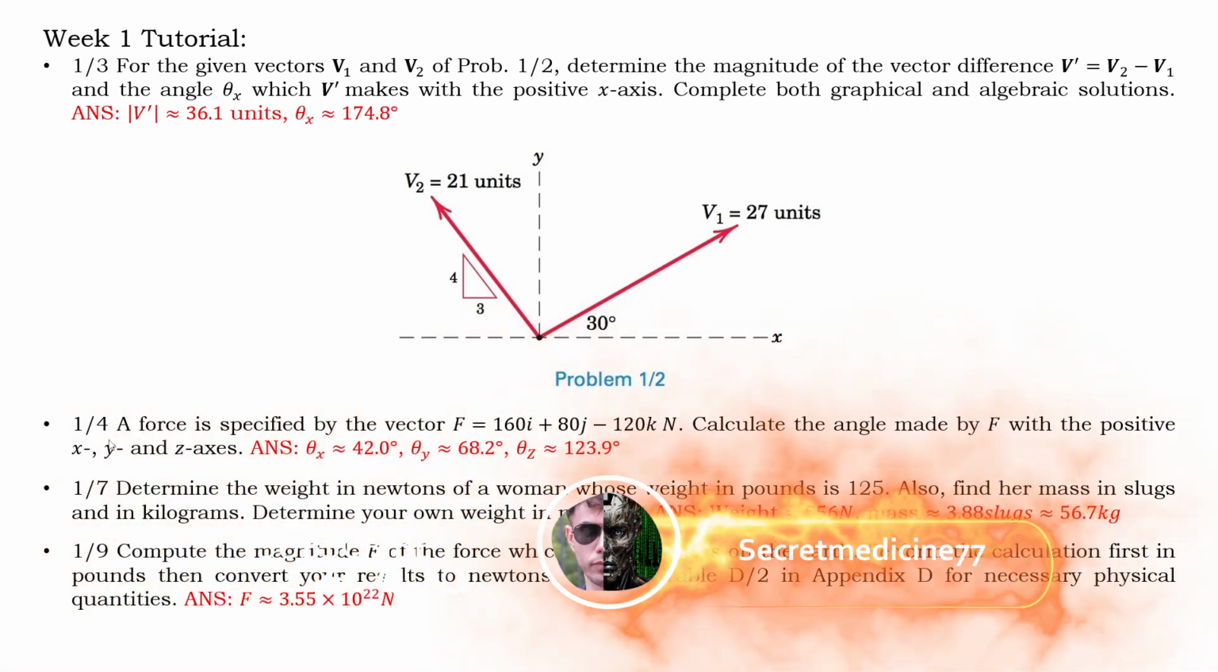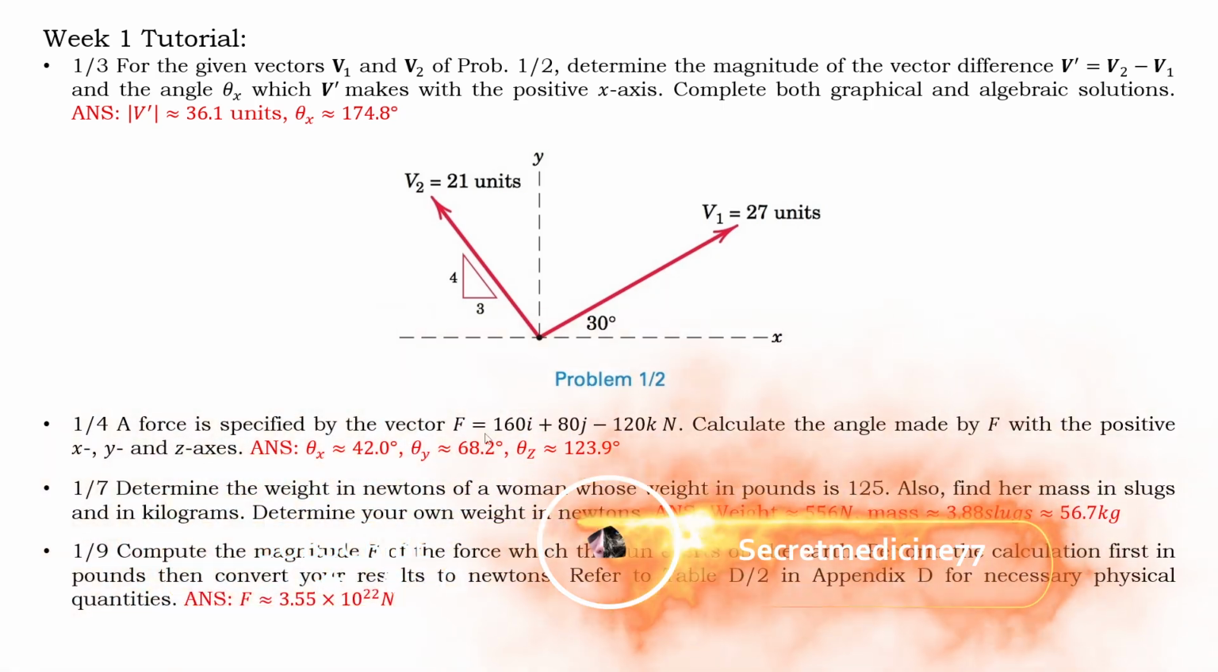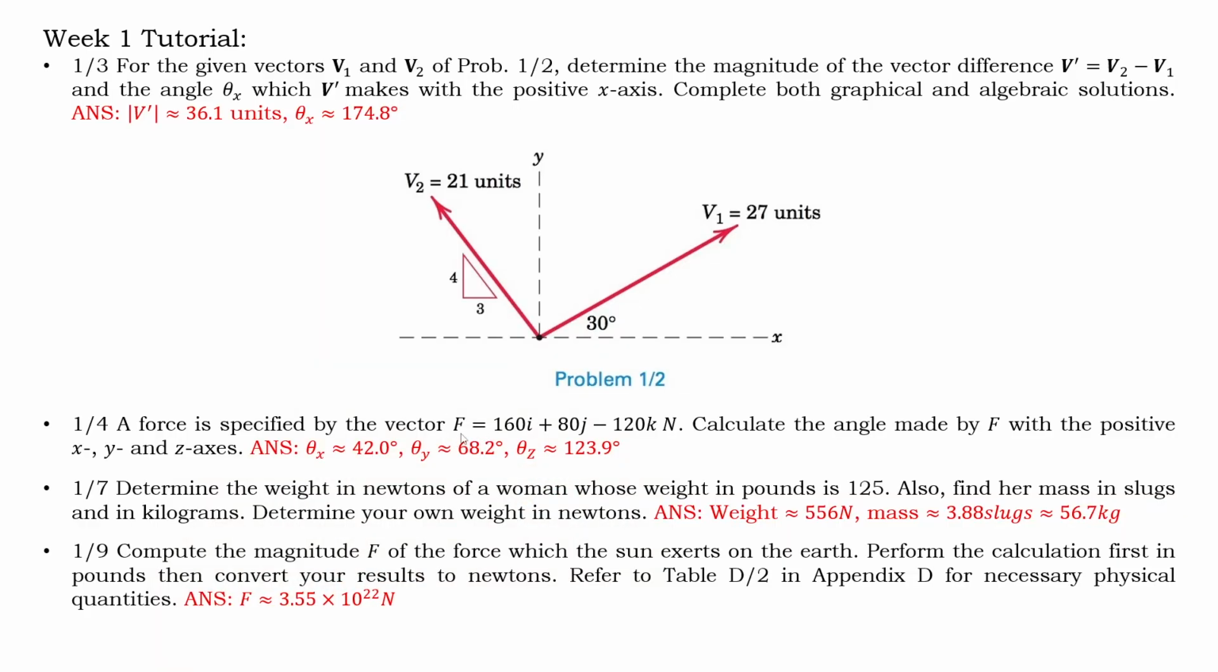Question number 4. A force is specified by the vector F. F should be in capital and boldface. Yep, it is not in bold. And I, J, and K also should be in bold. F = 160i + 80j - 120k Newton. Calculate the angle made by F with the positive X, Y, and Z axis.